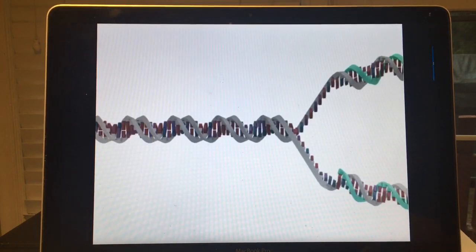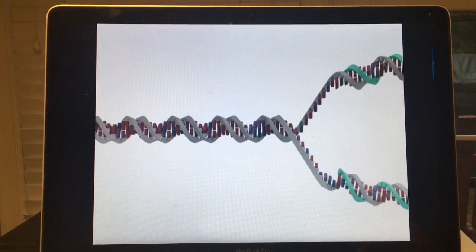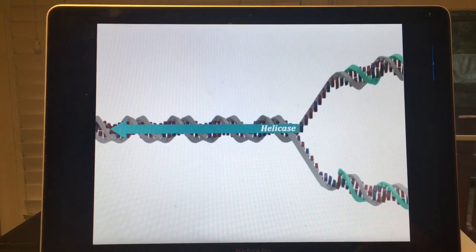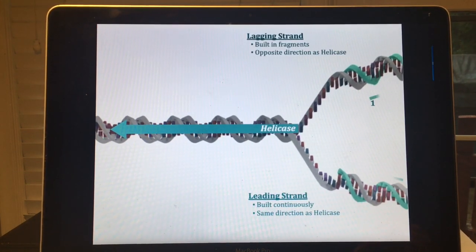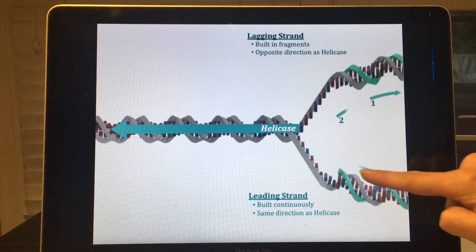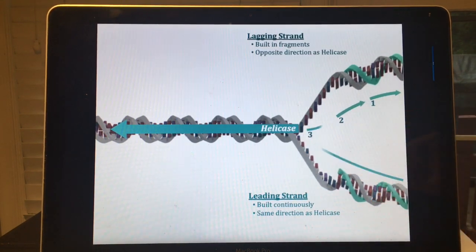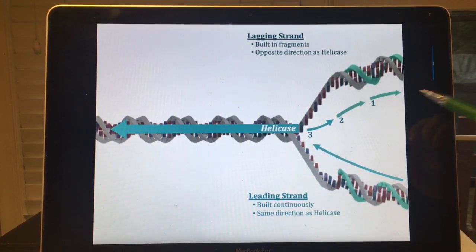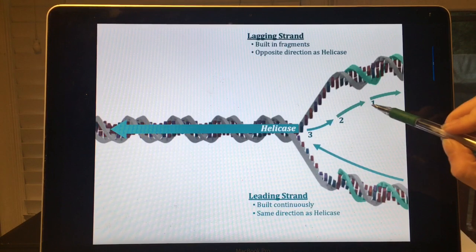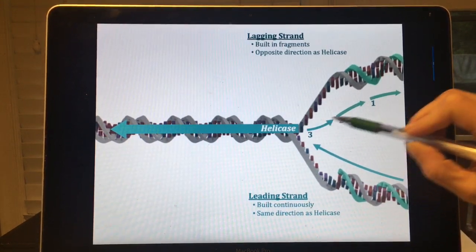So in this slide, it's just sort of a quick review of what goes on the leading strand. First, remember, helicase opens the double helix. And on the leading strand, you have a continuous building of DNA in the same direction that the helicase is moving. And on the lagging strand, it's built 5' to 3', but remember, jumping ahead and building backwards.